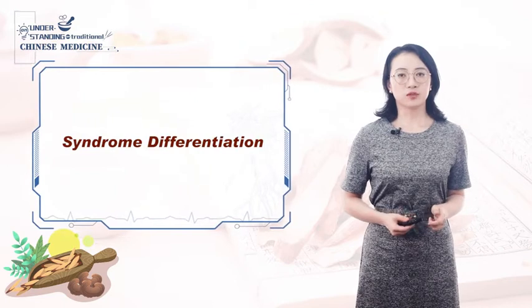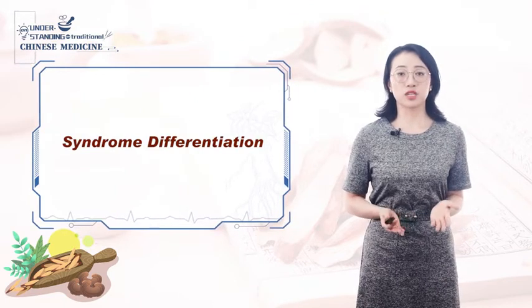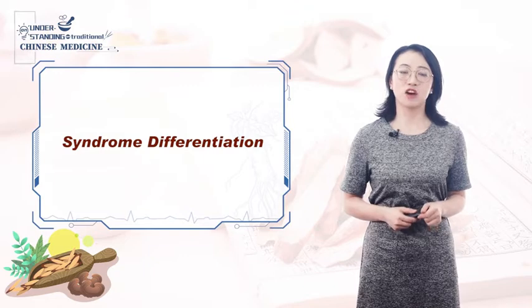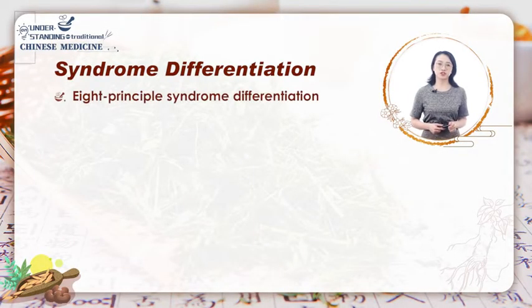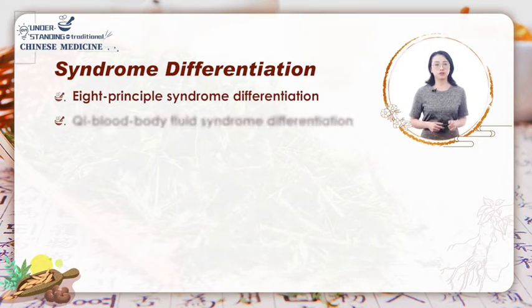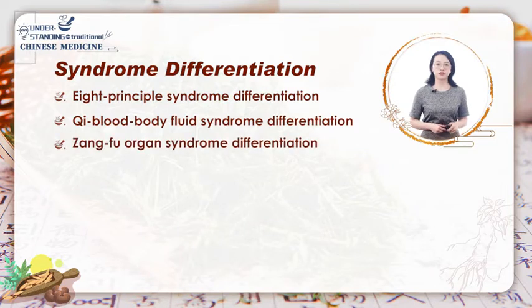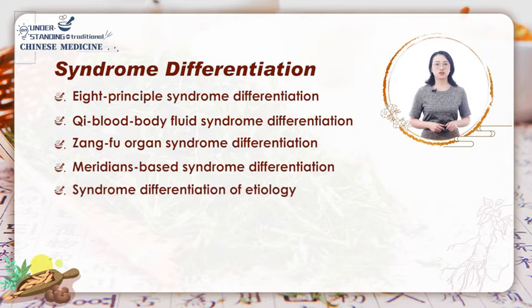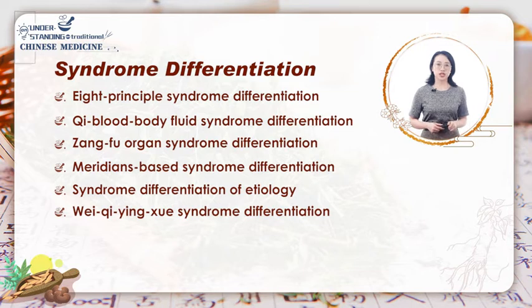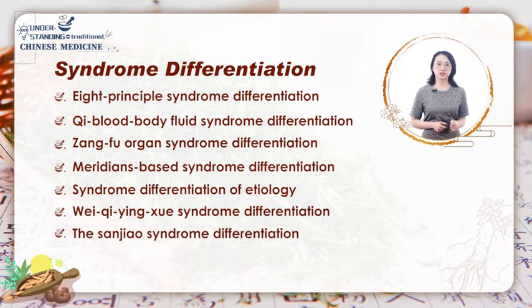Syndrome differentiation, as we talked about, is the most important analytical process of diagnosis in TCM. Those include the 8 Principles Syndrome Differentiation, Qi blood body fluid syndrome differentiation, 脏腑 organ syndrome differentiation, meridian-based syndrome differentiation, and also the syndrome differentiation of etiology, 胃气营血 differentiation, and the Sanjiao syndrome differentiation. Among those differentiations, we will introduce some selectively here.